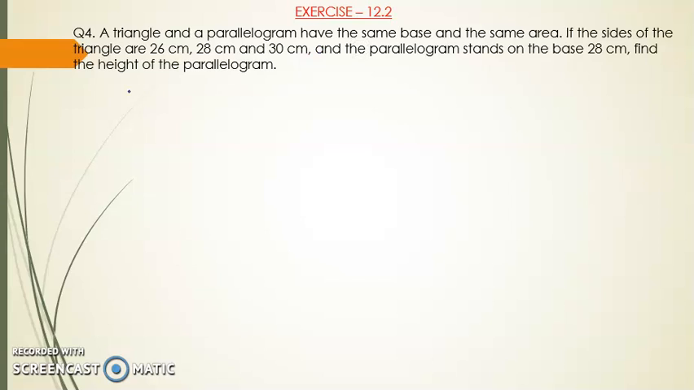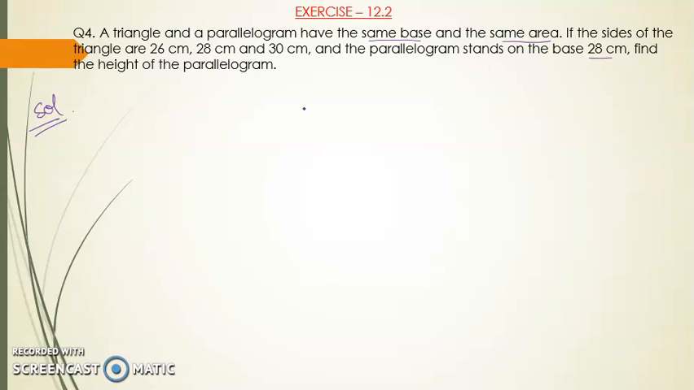See now question number 4. It says a triangle and a parallelogram have the same base and the same area. You can underline this: same base and same area. If the sides of the triangle are these and the parallelogram stands on this base, find the height of the parallelogram. So there are two things students in this figure. You need to have a triangle and you need to have a parallelogram. So, starting with the solution.